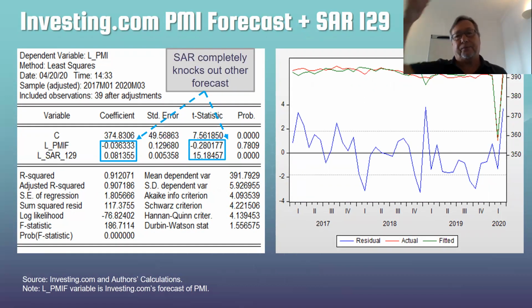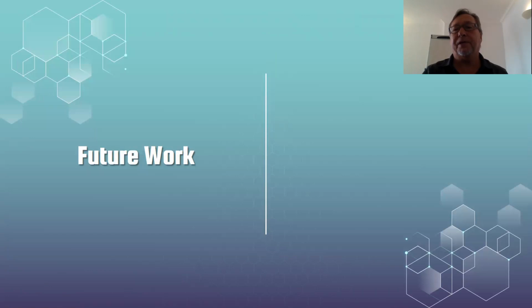So the next thing we can do is to ask, let's take an augmented model that has both the PMI forecast from investment.com and put it up against the SAR variable. So this is an example. Now the coefficient on the PMI forecast variable drops from around 1 to actually minus 0.04. It becomes insignificant, and of course, the SAR variable does much better. And you can see that graphically by looking at the actual and fitted value of the equation, as well as what the error terms look like. So it looks like these SAR variables have some interesting information in them.